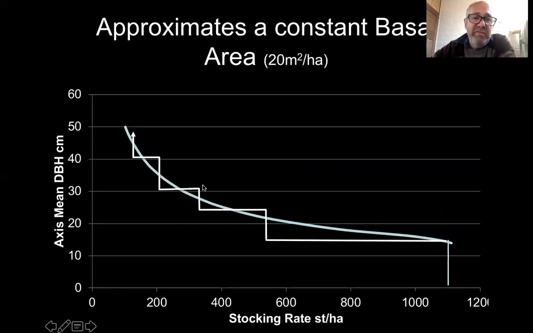So this is sort of a line here. What that regime does is essentially follow a concept of maintaining a 20 square metres per hectare basal area over that full time. That's not a bad guide, but it's also not a very good one. It tends to result in too many trees when the forest is young, too many trees when they're that age, and not enough when they're this age.